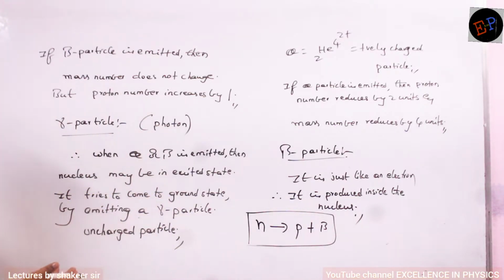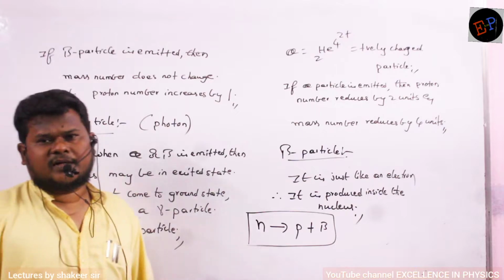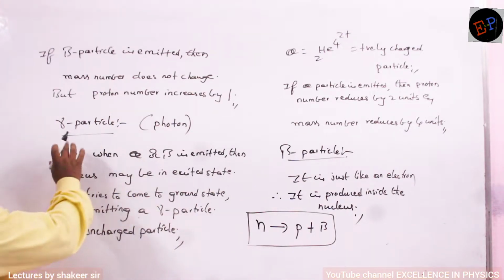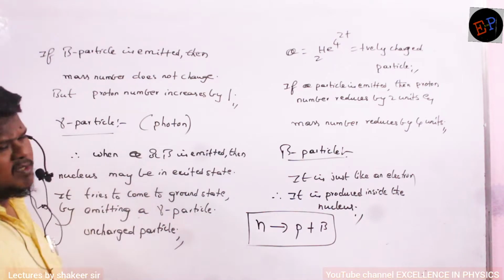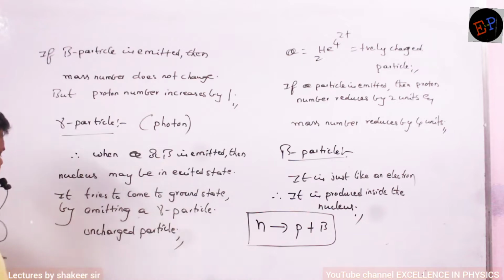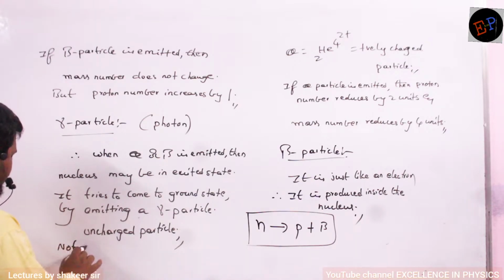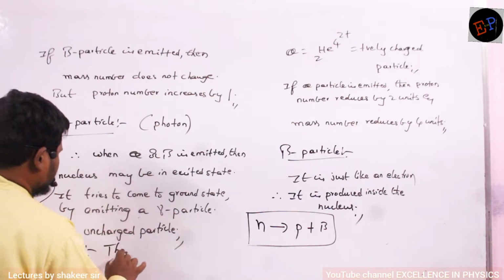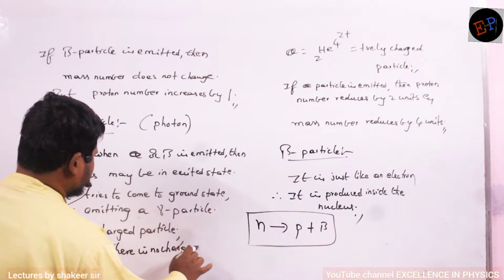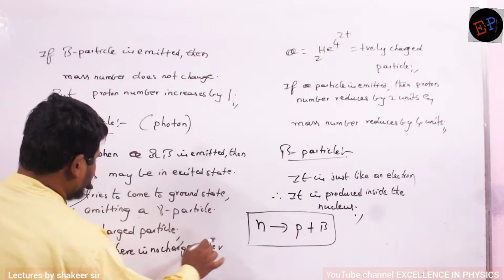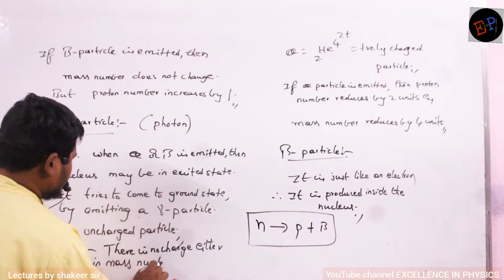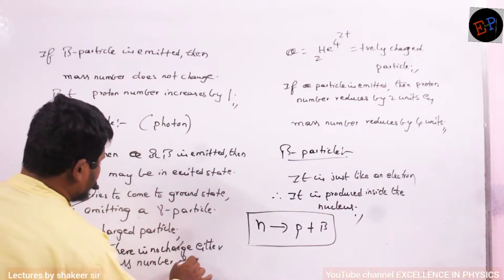Because it is not a charged particle, it is not deflected by magnetic field, and it is not deflected by electric field also. And when a gamma particle is emitted, there is no change in mass number, and no change in proton number also. Clear? So make a note of that point. There is no change either in mass number or atomic number.